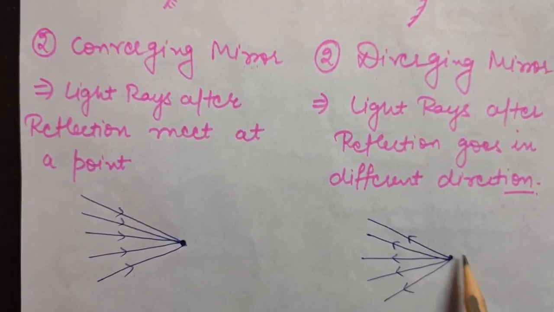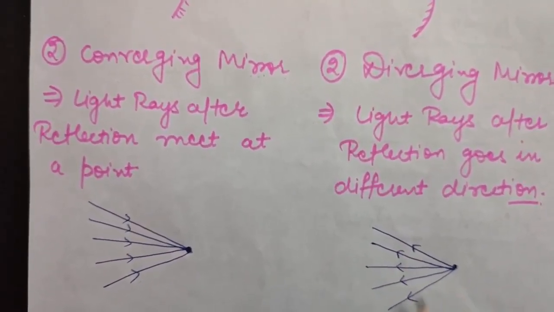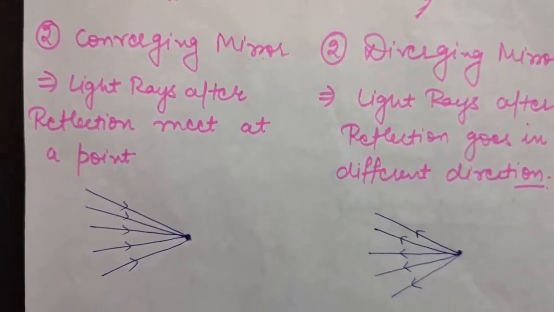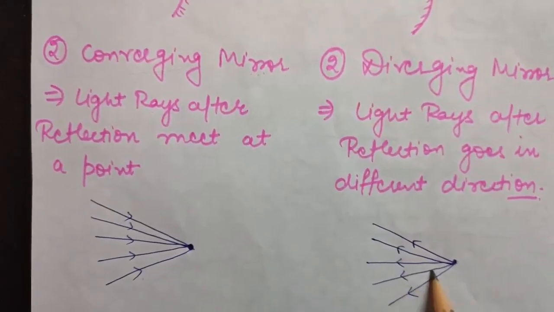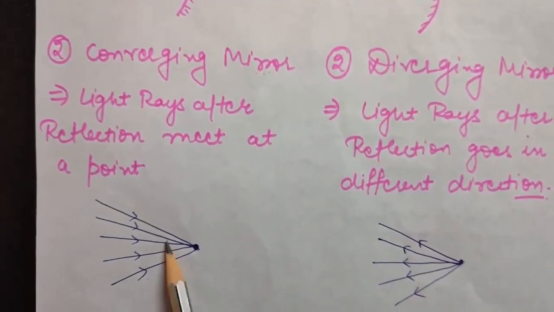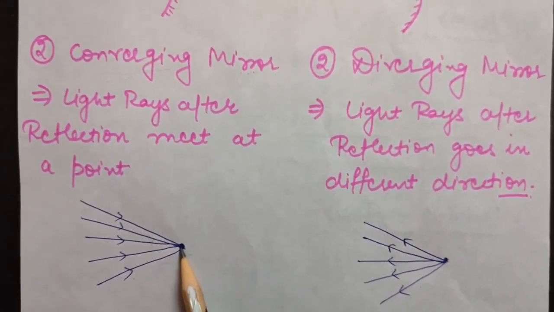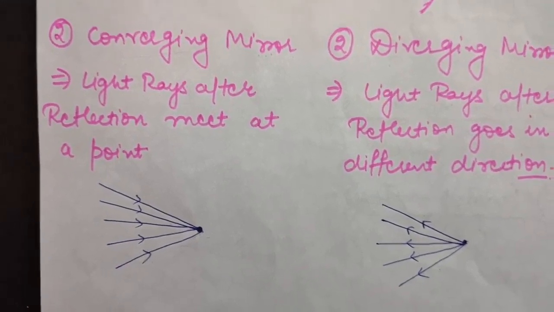And if you look, these rays are going in opposite, or you can say different, directions. So these are called diverging rays. You can remember it like this. See, di means two. So that means there will be two or more directions in diverging rays, and in converging rays there will be only one direction. They will be meeting at a point only. So this was concave mirror and convex mirror.